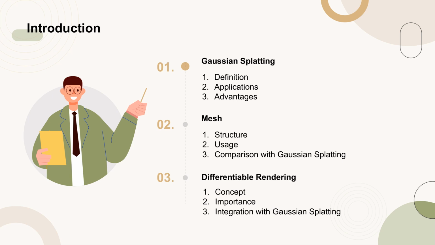Differentiable rendering is a method that allows for the computation of gradients in rendering processes, enabling optimization and learning in rendering tasks. This technique is crucial for integrating with Gaussian splatting to enhance the realism and accuracy of rendered images.